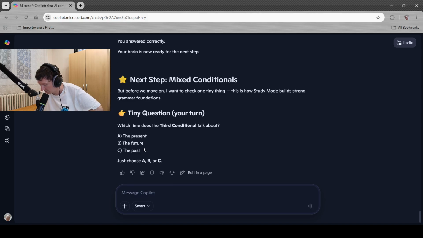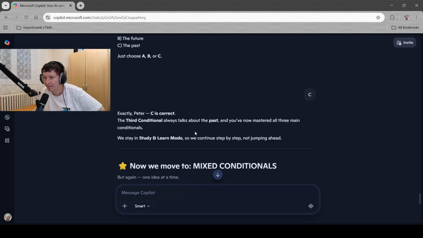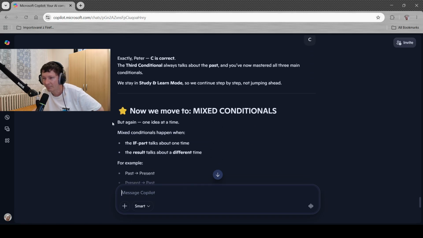Okay, here is the mixed conditional. And here is C. Exactly, Peter. C is correct. The third conditional always talks about the past, and you've now mastered all three main conditionals. We stay in study and learn mode, so we continue step by step, not jumping ahead. Now we move to mixed conditionals. But again, one idea at a time.